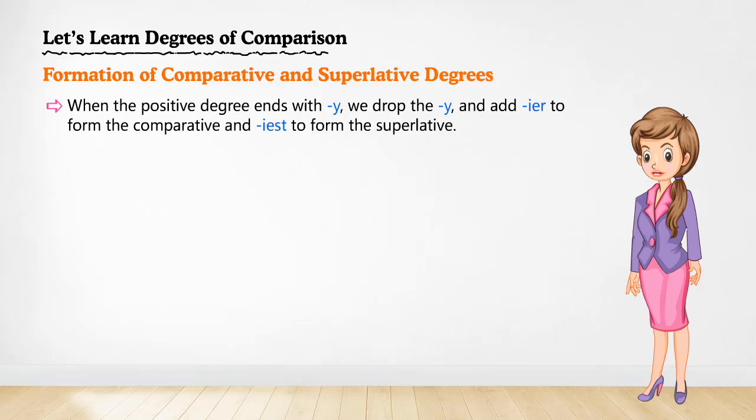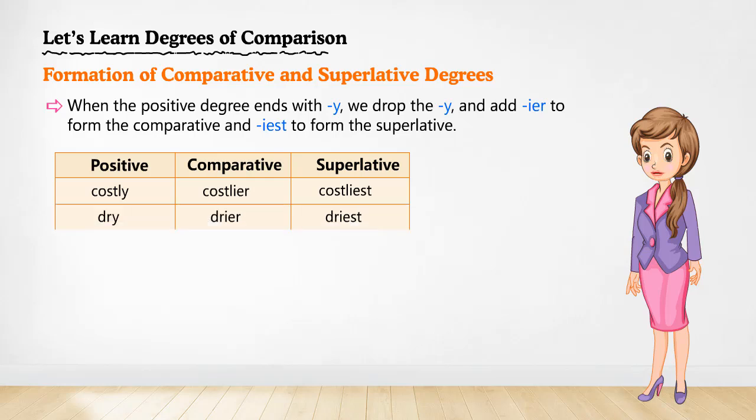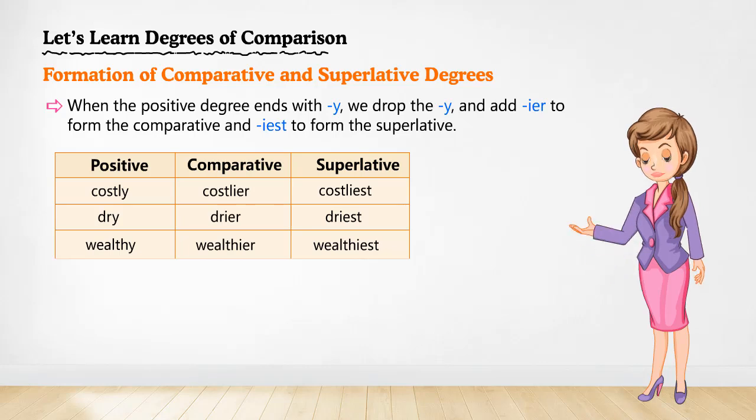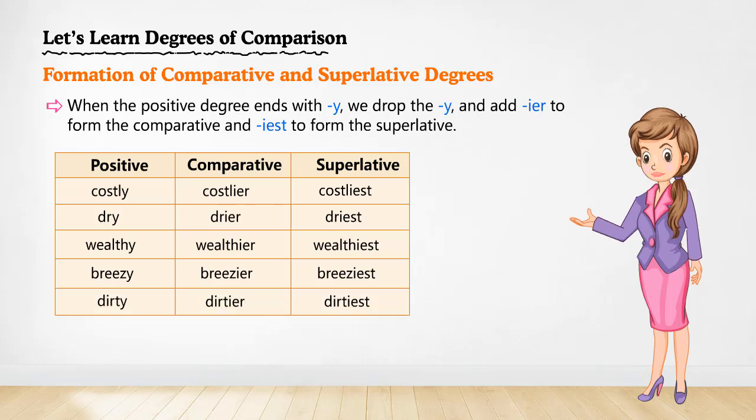When the positive degree ends with y, we drop the y and add ier to form the comparative and iest to form the superlative. Positive, comparative, superlative. Costly, costlier, costliest. Dry, drier, driest. Wealthy, wealthier, wealthiest. Breezy, breezier, breeziest.